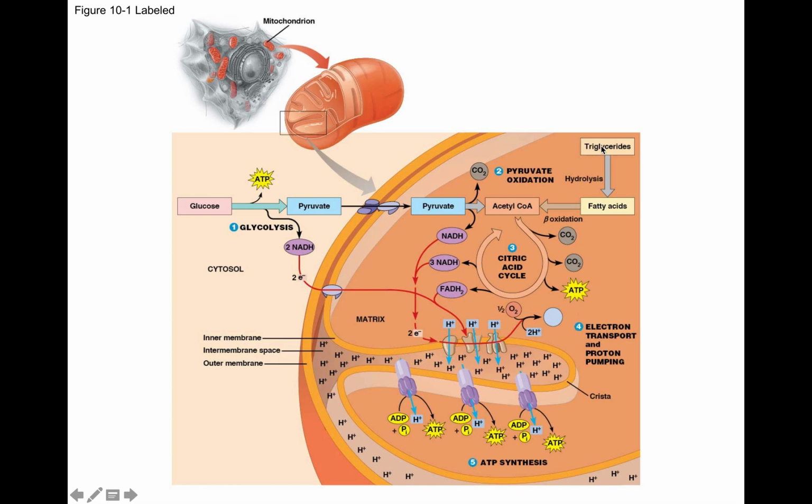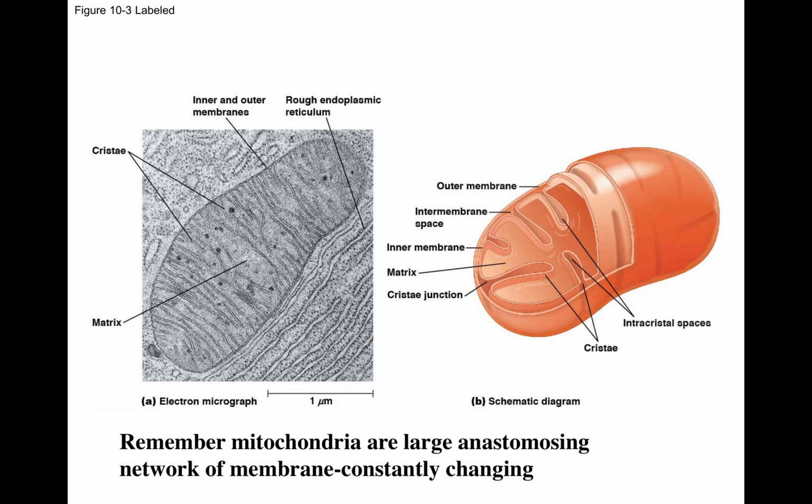Later on, we're going to talk about how you can take apart a fat molecule, and then those pieces of fat molecule can enter this part of the cycle. So we're going to see this citric acid cycle multiple times.